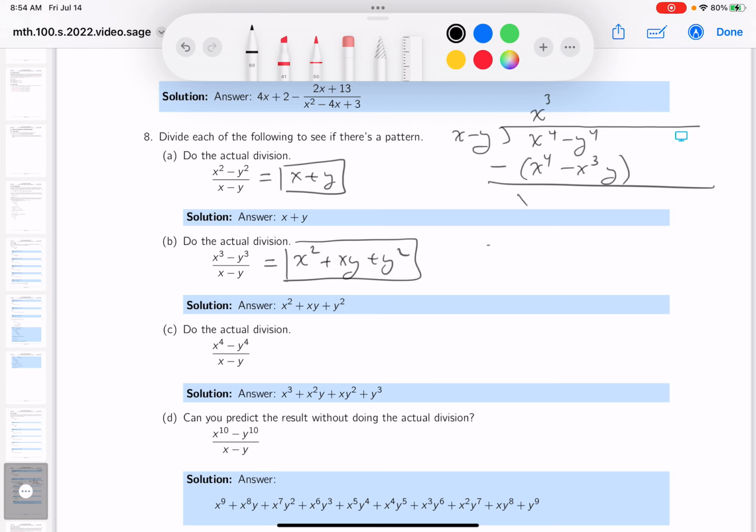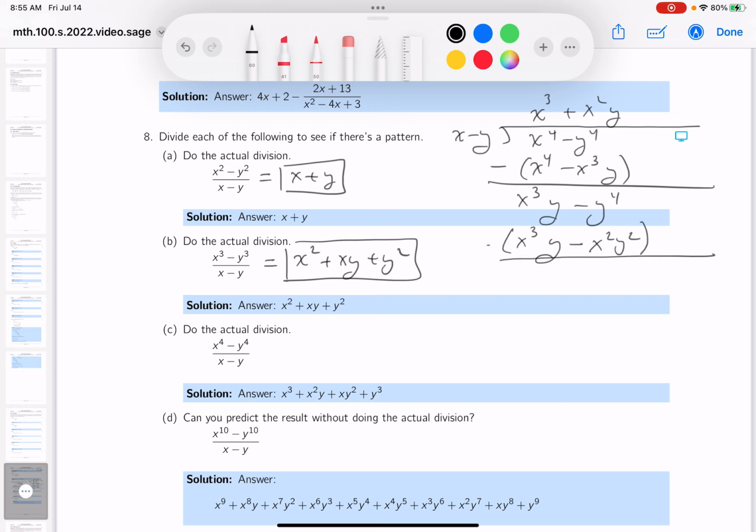Subtract. What do you get? x cubed y minus y to the fourth. Repeat. That's going to be x squared y. What do you get there? Well, let's take a look at it. You get x cubed y, and then you're going to get minus x squared y squared.